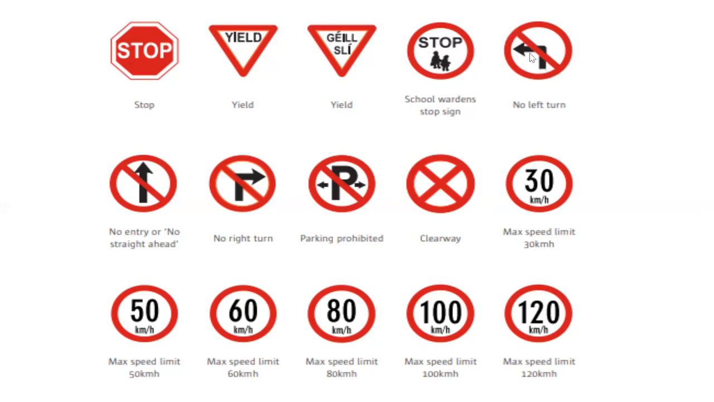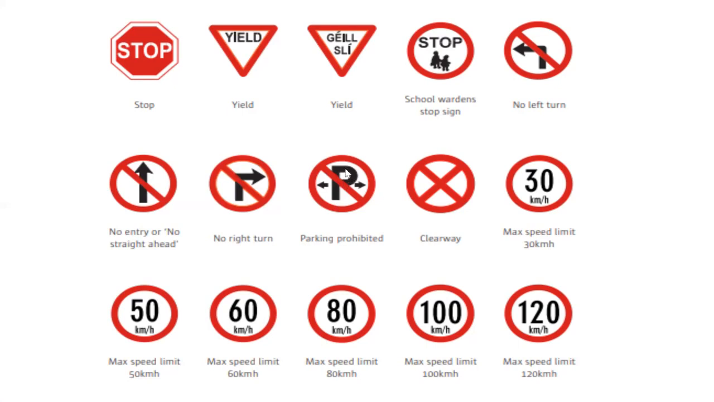This one's straightforward, no left turn. This one, keep an eye on this one, no entry or no straight ahead. You would see that at the top of a one-way street telling you not to go down it because there is no entry. This one here, right turn, the line going through it, really easy, no right turn.